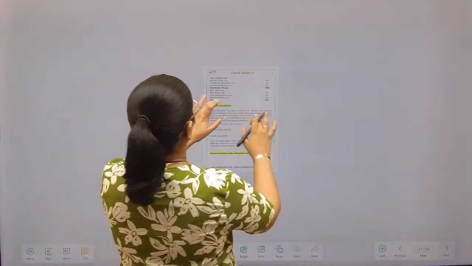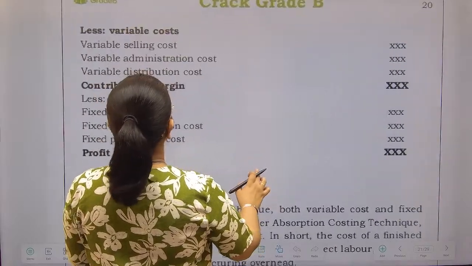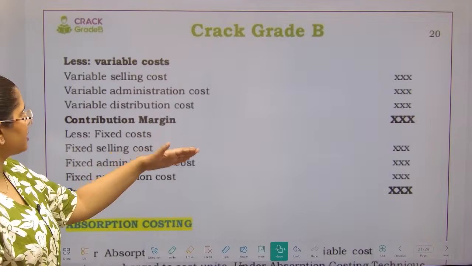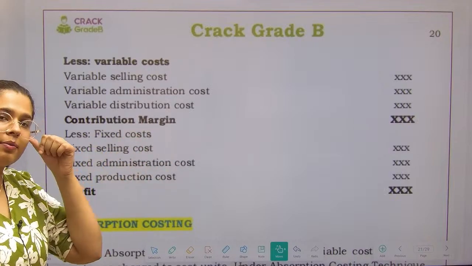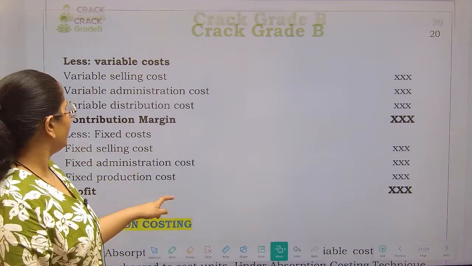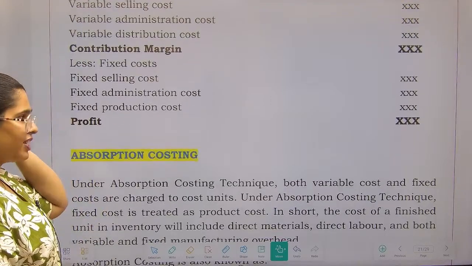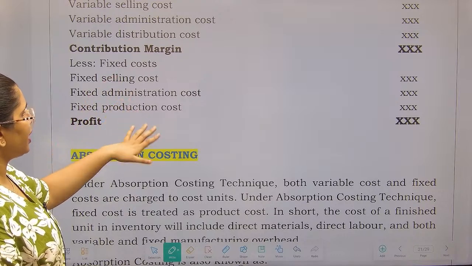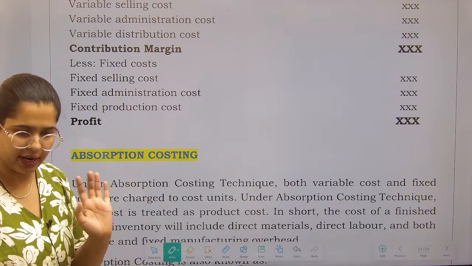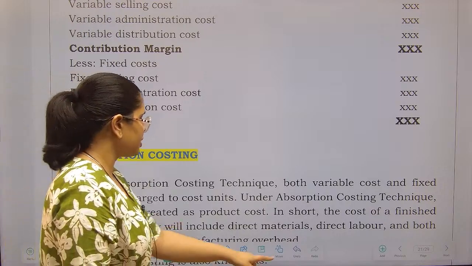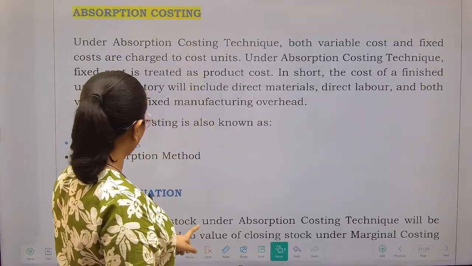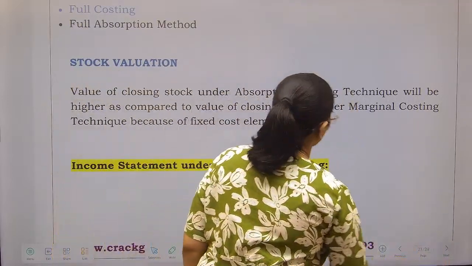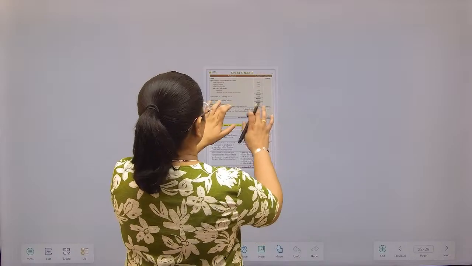See, I have deducted all the variable cost, like variable selling cost, variable administration cost, distribution cost. I have gotten the contribution margin. Then I will deduct fixed cost out of it. Every type of fixed cost I have minused: selling, administration, production, and I have gotten my profit, right? Now, what is in absorption costing? Absorption costing says that to find out the valuation of your stock, what you should do is include the fixed cost as well. So this is it.